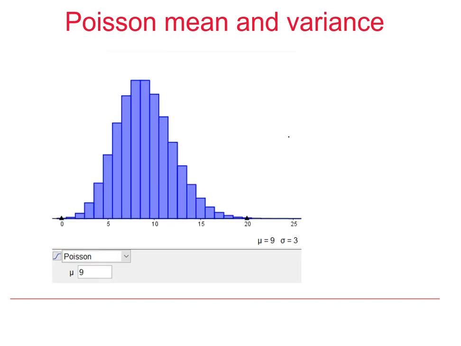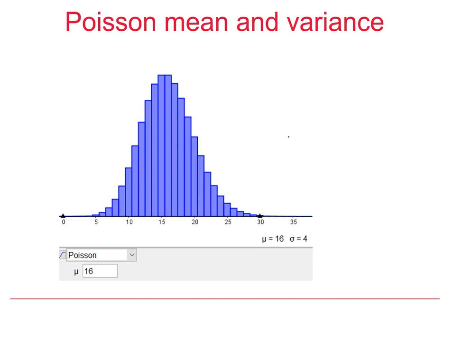This time we're looking at a Poisson distribution where lambda is 9. Again, you can see the population mean there is 9, and the standard deviation is 3. And finally, if we look where lambda equals 16, you can see the population mean there is 16 and the standard deviation is 4. So I expect you can identify what you think that relationship is between the Poisson mean, the Poisson variance, and also lambda.